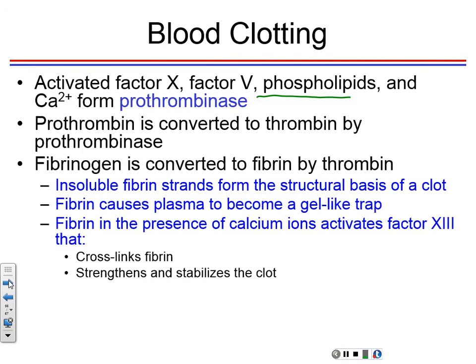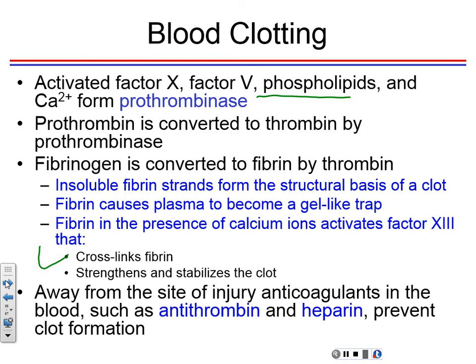Fibrinogen is then converted to fibrin by thrombin, and then you have your final clot. The clot forms, the fibrin is formed, and then fibrin together with thrombin in the presence of calcium ions will activate factor 13. Factor 13 is then the one that stabilizes the clot and strengthens the clot.